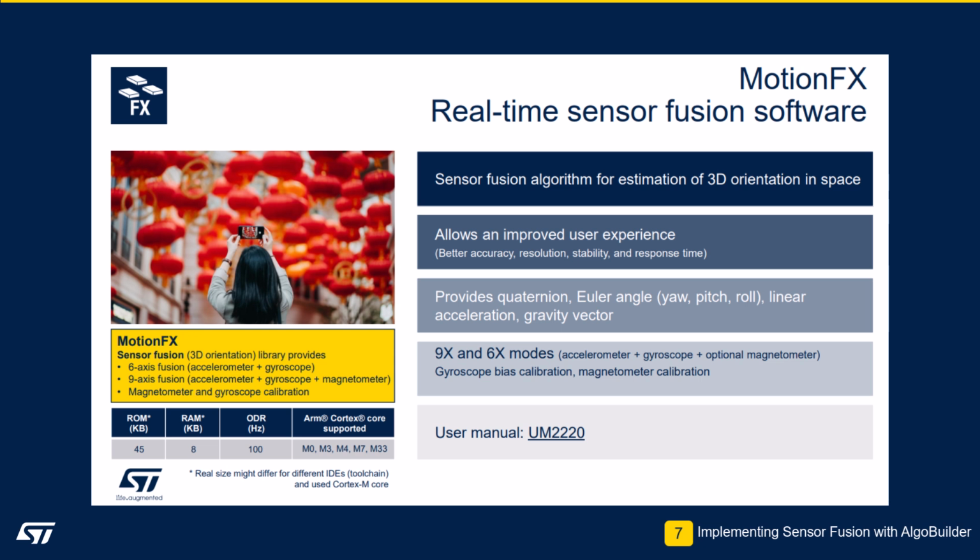In this module, we'll use the Motion FX Sensor Fusion library to implement real-time 9-axis sensor fusion, which combines raw accelerometer, gyroscope, and magnetometer sensor data into an estimation of a platform's orientation in 3D space. It calculates quaternions, rotation vectors, gravity vector, and linear acceleration, and also performs gyroscope bias and magnetometer hard iron calibration. We will use the LSM6DSV16X accelerometer gyroscope combo sensor along with the LIS2MDL magnetometer for this exercise. Let's get started.